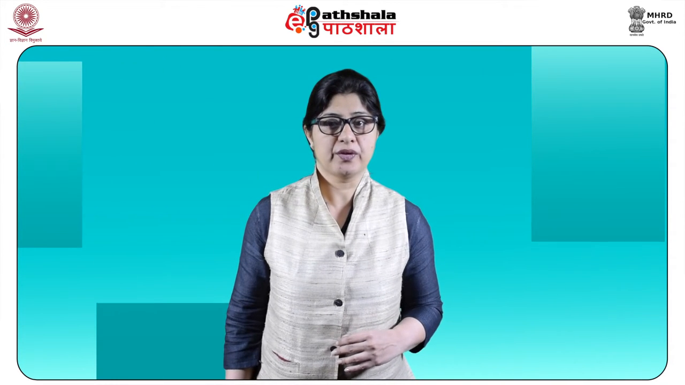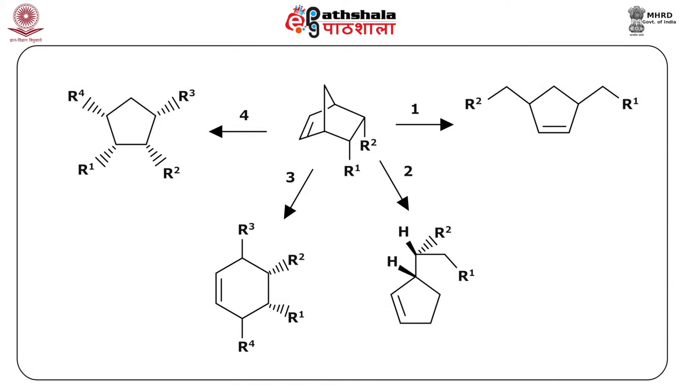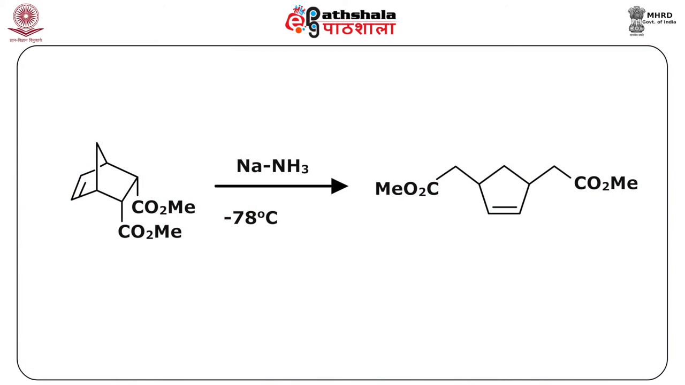The ring opening of norbornene derivatives can be achieved using scission of any of the four topographically different carbon-carbon bonds. As can be seen, norbornene can be cleaved in various ways, and we have four different types of products which can be formed by the cleavage at the different carbon atoms. The reaction of norbornene through path 1 offers an easy access to cis-1,3-disubstituted cyclopentanes.